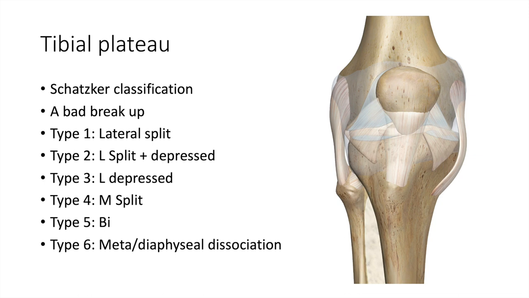And then type 6 is interesting. It's a metaphyseal and diaphyseal dissociation. So you'll see this sort of fracture on x-ray. And certain types of the Schatzker classification have certain associations, whether it be meniscal tears or popliteal artery injuries. I will be going over these in a subsequent video when we go over fracture conferences for the lower extremity.